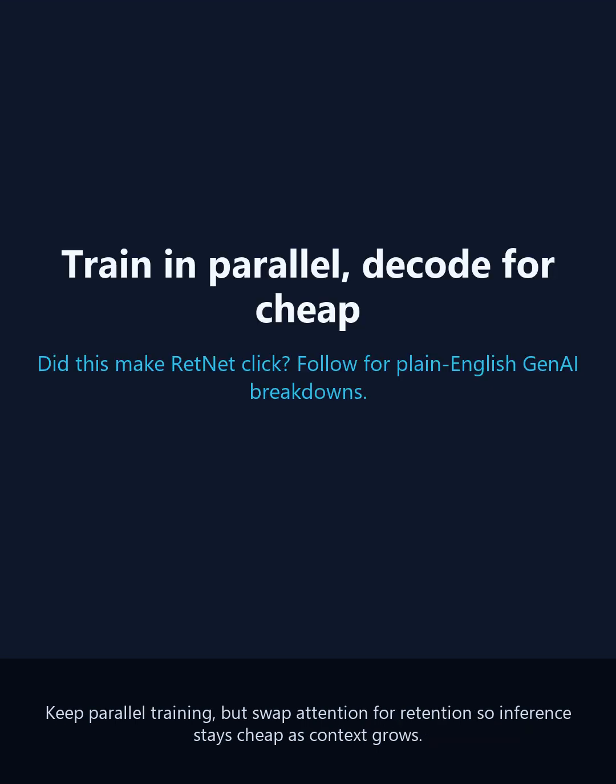That's RetNet. Keep the parallel training you love, but swap attention for retention so inference stays cheap no matter how long the context grows. It is one of the most elegant answers to the transformer's biggest cost.